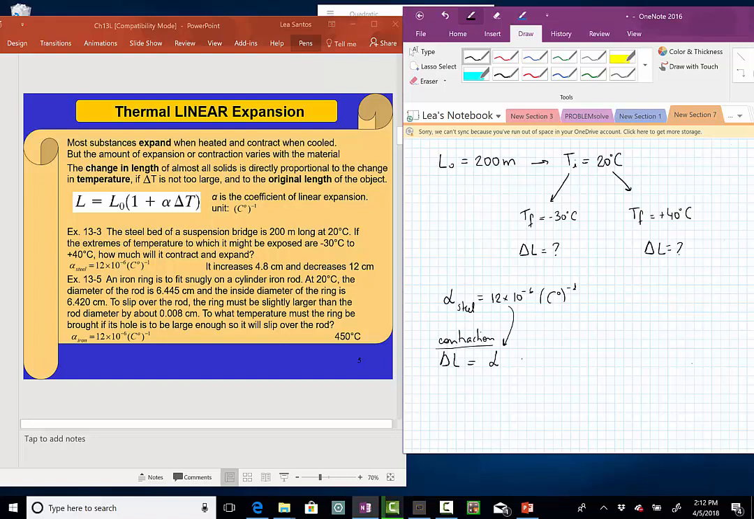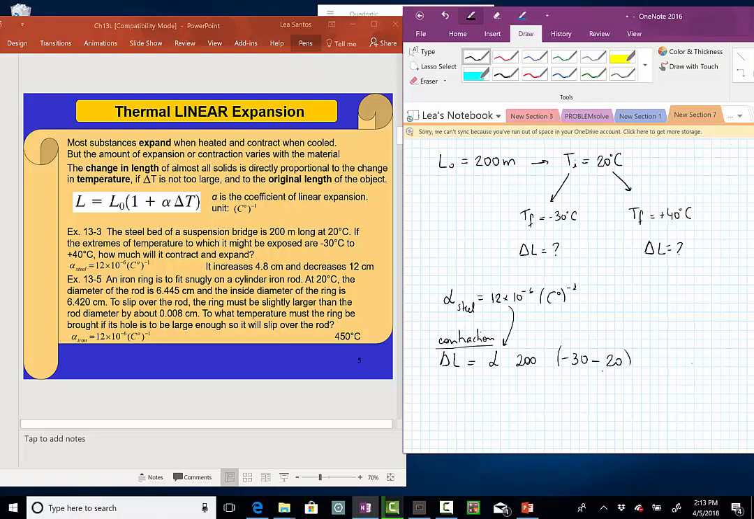L0 is 200, so I'll put it here. Final temperature is minus 30. What is the initial? 20, so minus 20. So from here you're going to get a number. It will be negative, of course, because we are talking about contraction, but they just ask how much we contract, how much we expand, so you can just say the final value.